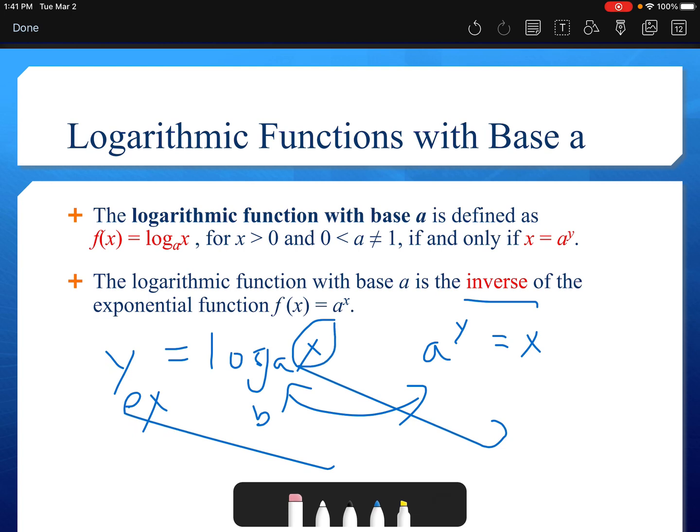I don't know what's going on with my pen here. This is whacking out here. I don't know what's going on. Now I can't even erase it. Okay, so no big deal.